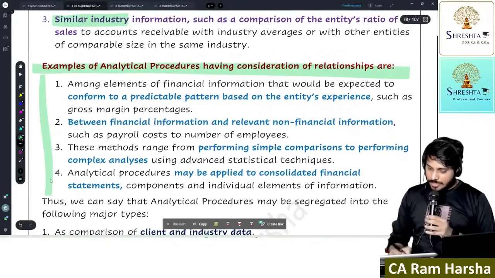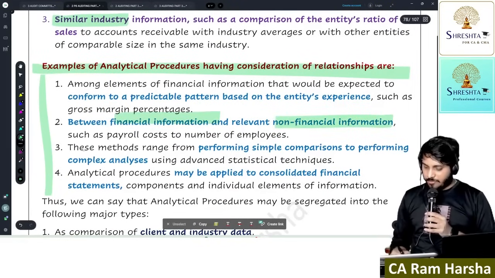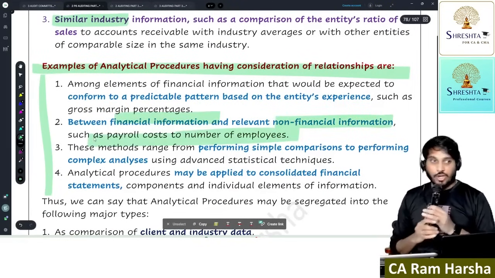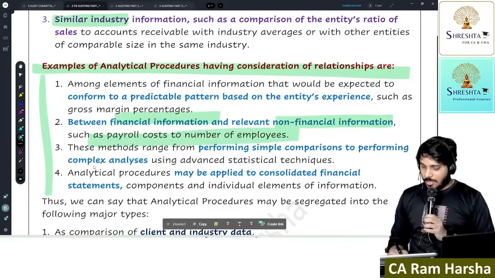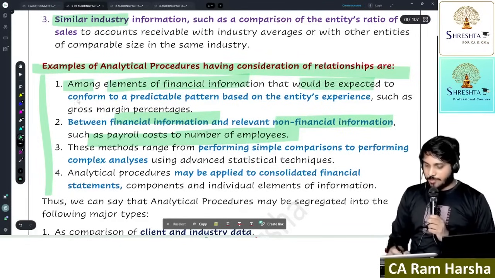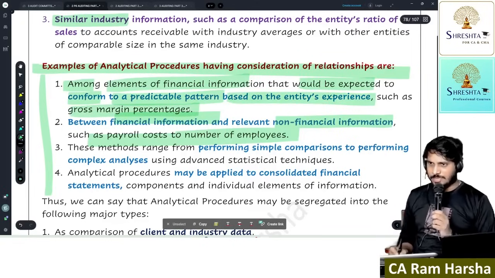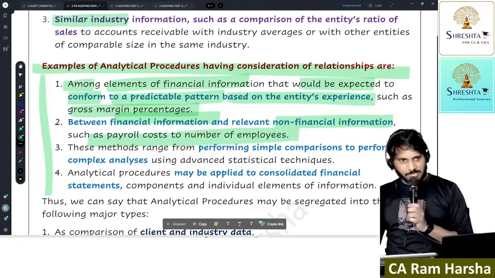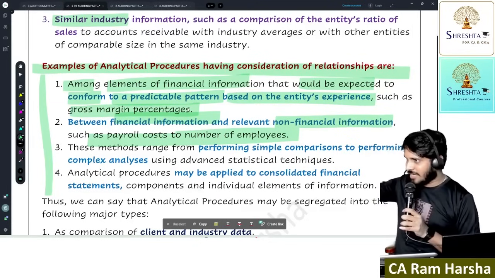They have given a few examples, like non-financial information and financial information, like number of employees, payroll cost to turnover. That is one relationship. Okay. Among elements of financial information that would be expected to conform to a predictable pattern based on the entity's experience, such as gross margin percentage. Like every year you can predict how much the company will grow. Getting it? So that is the expected value.